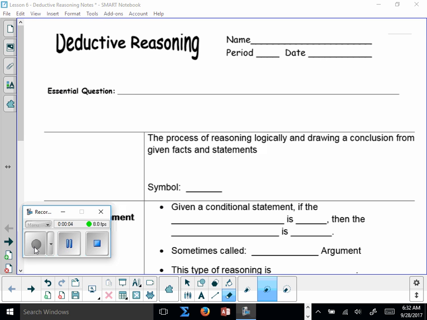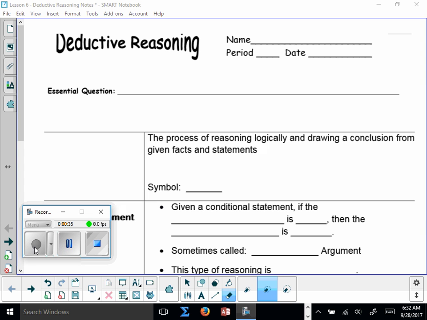Deductive reasoning. I first mentioned deductive reasoning in the very first lesson of Unit 2 on logic and reasoning. We talked about the difference between inductive reasoning and deductive reasoning. Remember that inductive reasoning is using patterns and observations to make conjectures or draw conclusions about what you've seen. Deductive reasoning, on the other hand, uses facts and given statements, so mathematical facts or scientific facts.